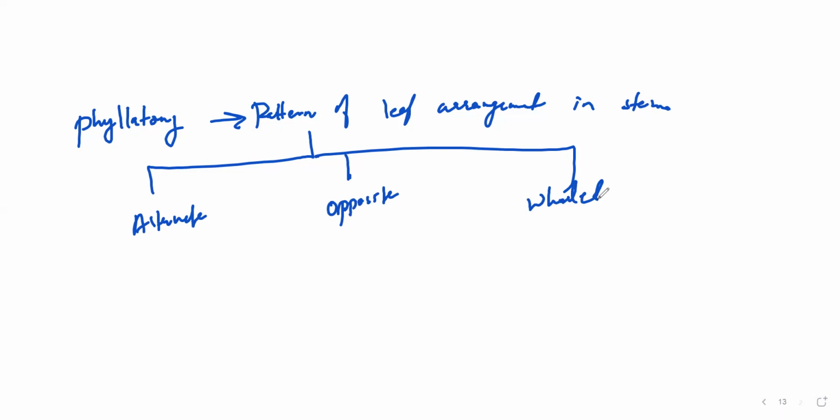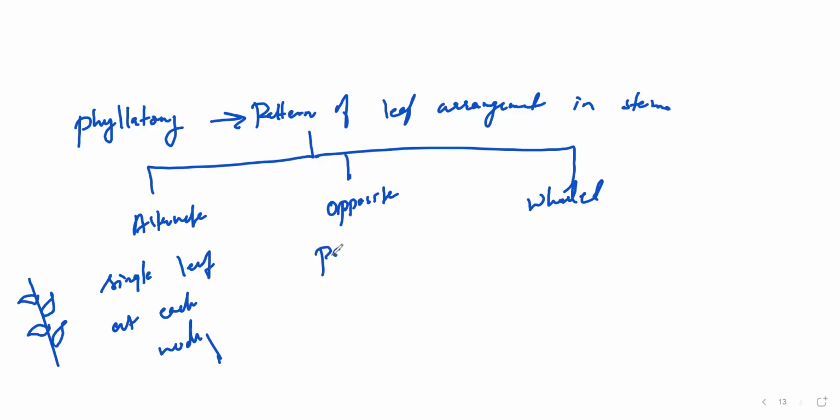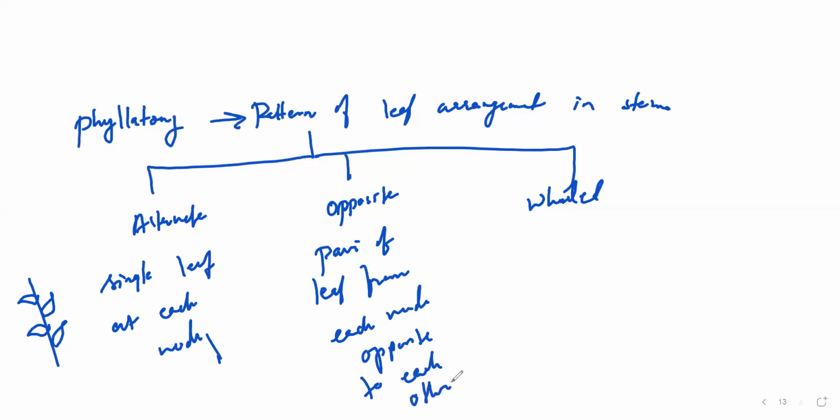Now what is this alternate, opposite, and whorled? Very simple. Alternate means you will find only a single leaf at each node. For example, this is called alternate leaf. Opposite means you will find a pair of leaves from each node, opposite to each other. And how they will look like? Like this.